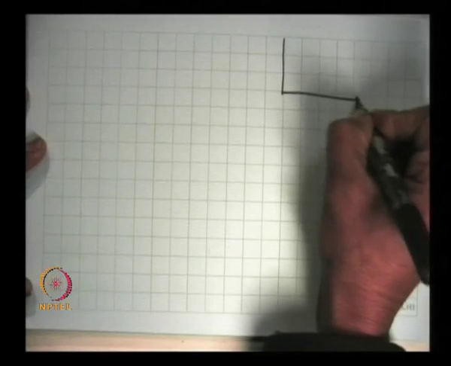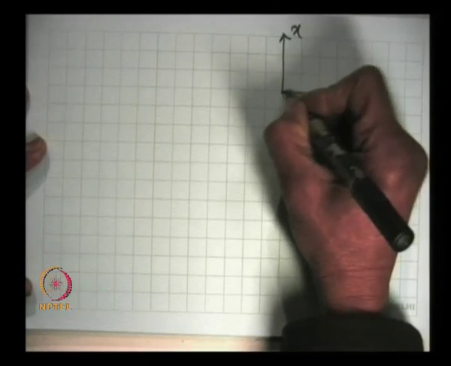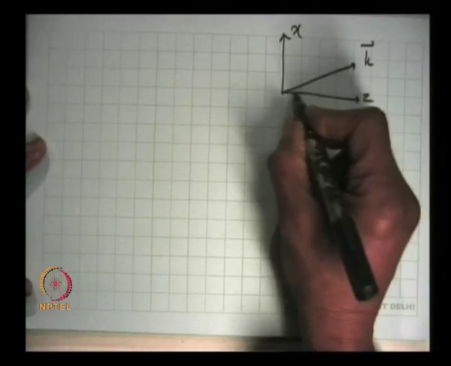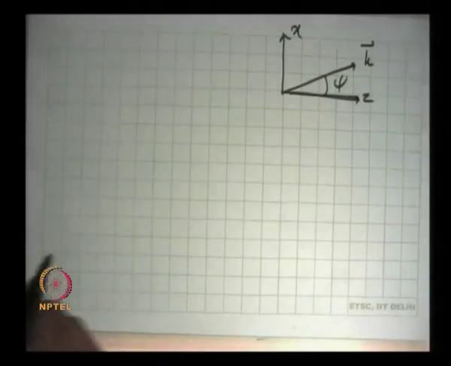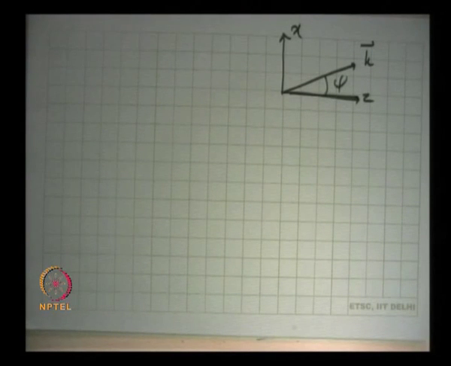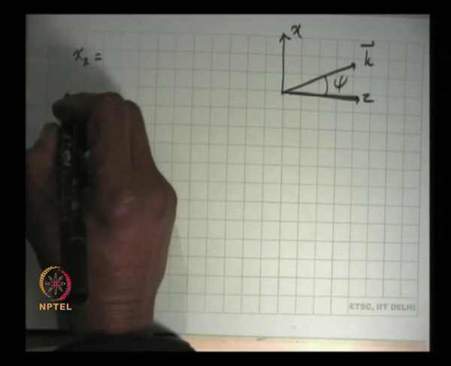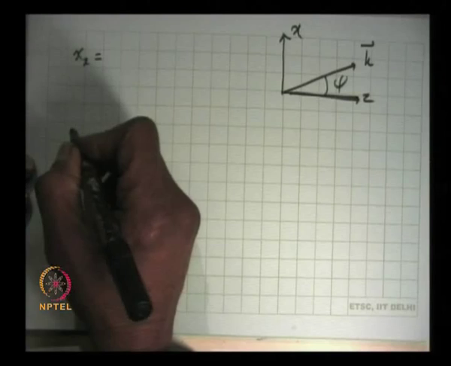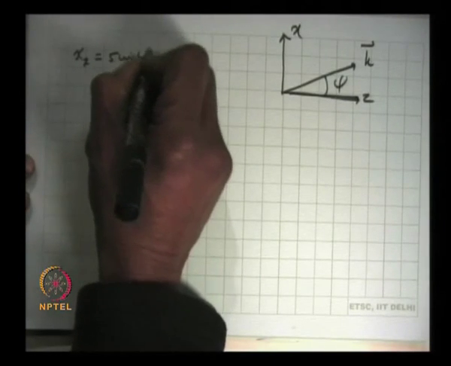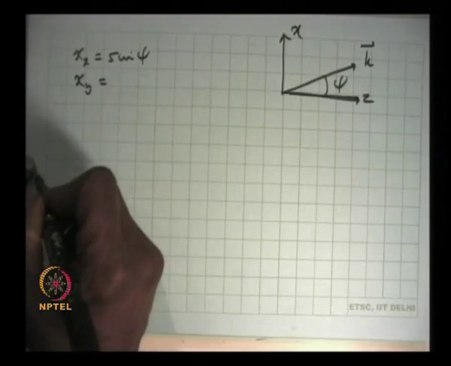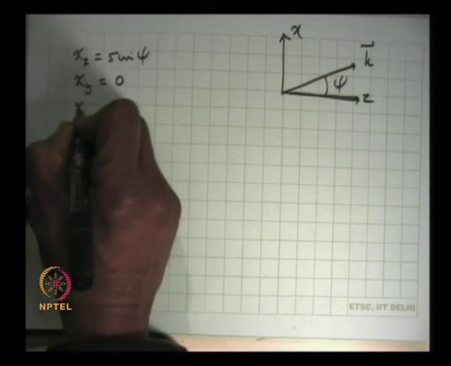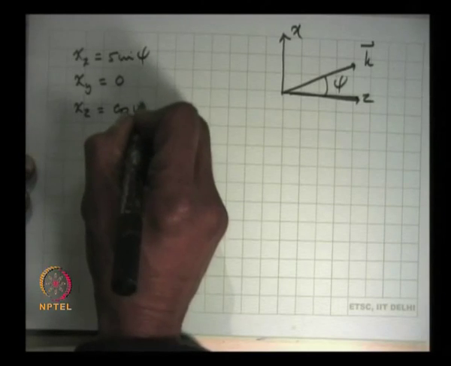Okay, now let me look at a more general case. This is Z, this is X. My propagation direction is some direction psi with respect to Z axis, and in the xz plane. So, what is kappa x? Sin psi. Kappa y? Kappa y is 0 and kappa z is cos psi.